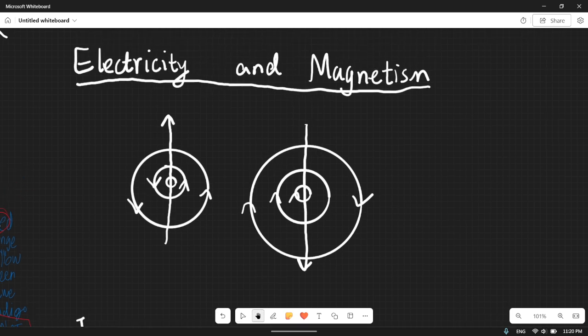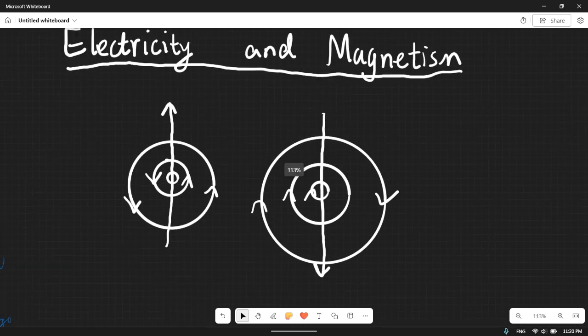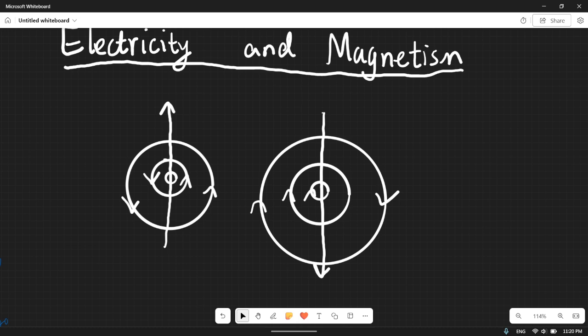Then we come to electricity and magnetism. Now, if we know that a wire is going up like this, we need to know the direction of its magnetic field. If it's going up, then it will go in an anti-clockwise direction. But if it's going down, then the magnetic field will go in a clockwise direction. Okay, I'm not completely sure, but this will be out of the paper, and this is into the paper.